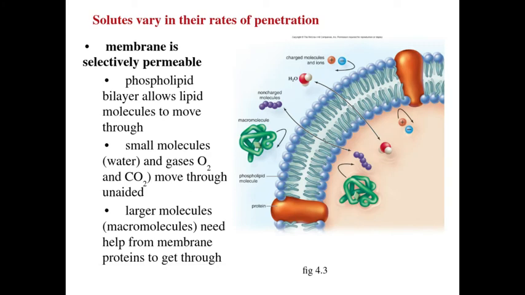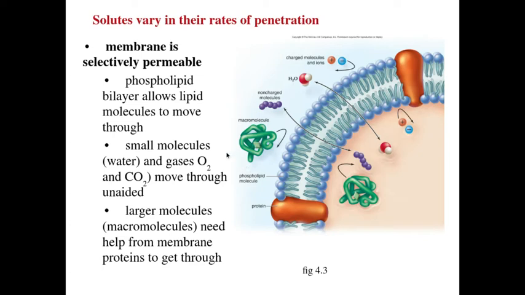That includes them as being unaided. It's not like there's a specific process to get them through. They just go through those channels and boom, you're done. So just make sure you know that if you had to diagram oxygen or carbon dioxide going across the membrane, you would not use any protein channels to show that. You just show it going right through the membrane.